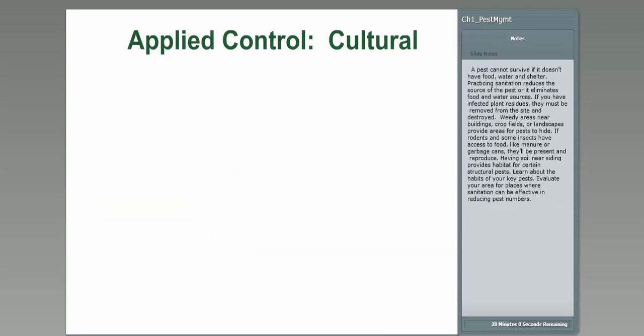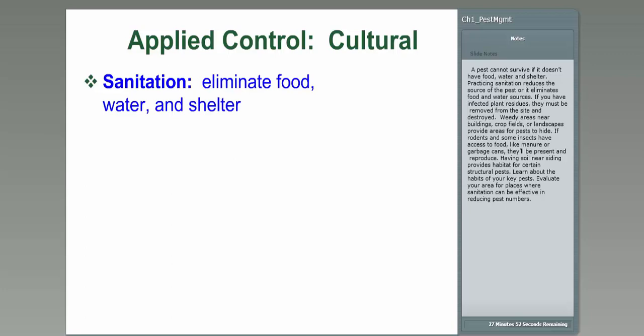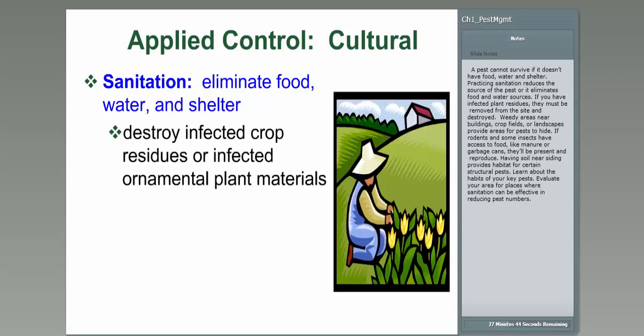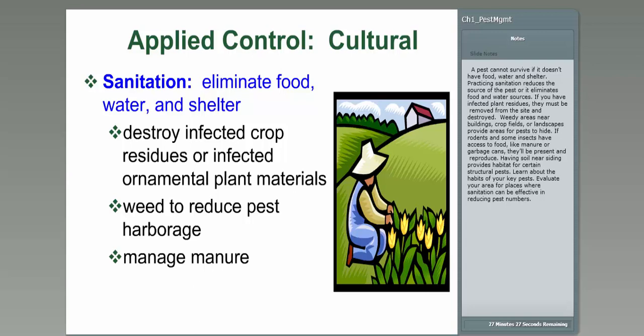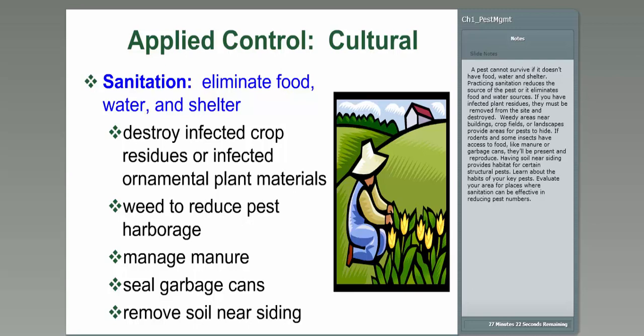A pest cannot survive if it doesn't have food, water, and shelter. Practicing sanitation reduces the source of the pest, or it eliminates food and water sources. If you have infected plant residues, they must be removed from the site and destroyed. Weedy areas near buildings, crop fields, or landscapes provide areas for pests to hide. If rodents and some insects have access to food, like manure or garbage cans, they'll be present and reproduce. Having soil near siding provides habitat for certain structural pests.